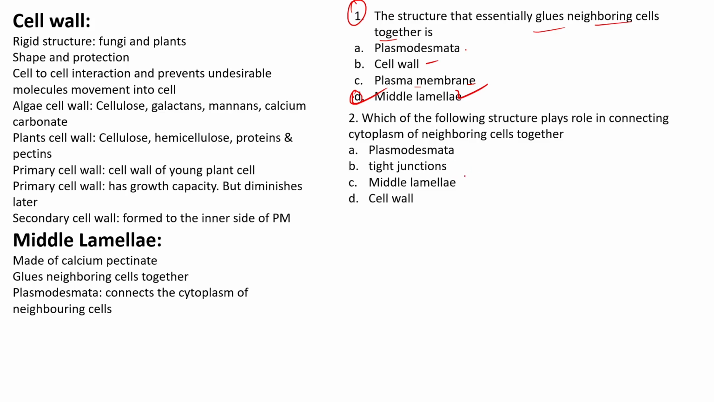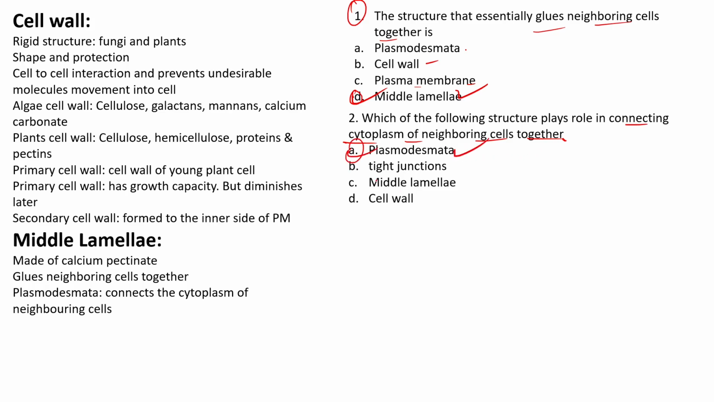Now, which of the following structures plays a role in connecting the cytoplasm of neighboring cells together, so that the molecules can move from one cell to another cell? Plasmodesmata, tight junctions, middle lamellae, cell wall. We all know it is what?